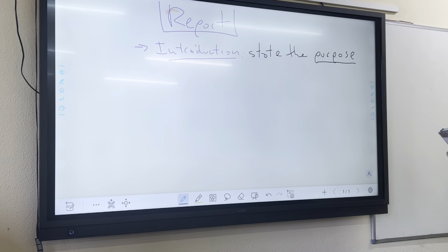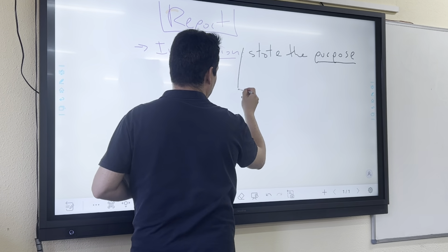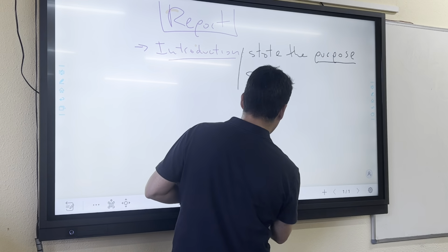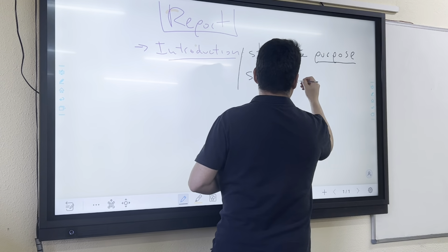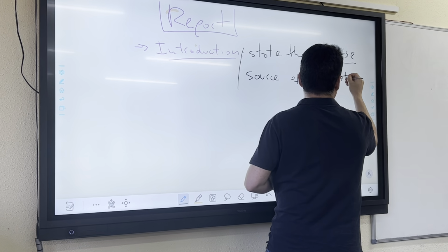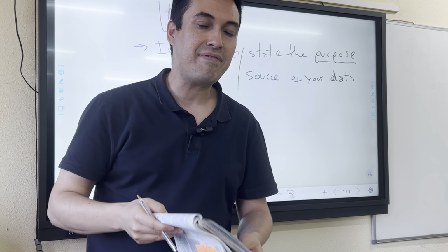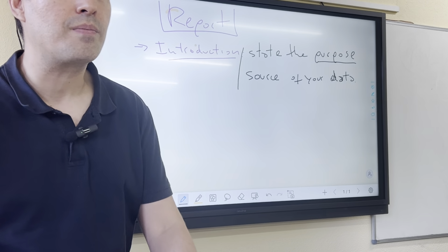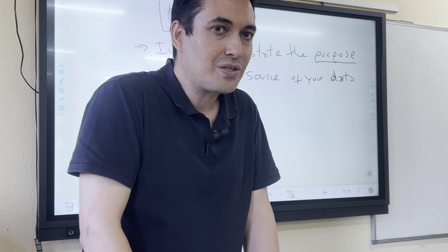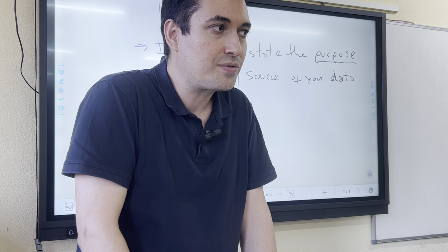Then you should also explain where the information you're reporting came from. Also in the introduction, you should mention the source of your data. So the data gathered here, the evidence, yeah? The evidence comes from interviews, the evidence comes from study, the evidence comes from scientific research, yeah? The evidence comes from blah, blah.